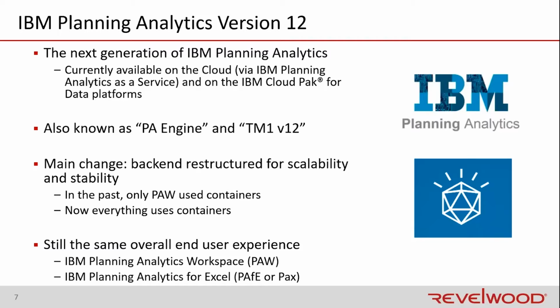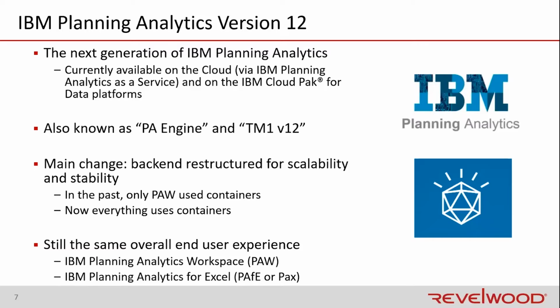There are a lot of different ways that it's referenced, similar to what's going on with tools in the industry right now. Some people call it version 12. I've heard references to PA engine. IBM oftentimes references it as the engine. People still call it TM1. They call it TM1 version 12. A lot of different names, but what is it?